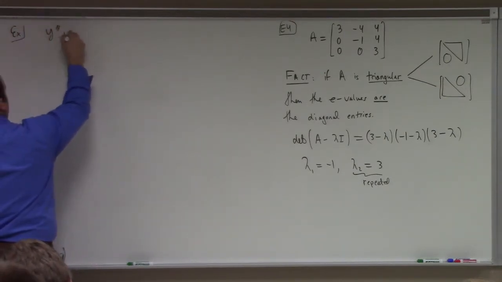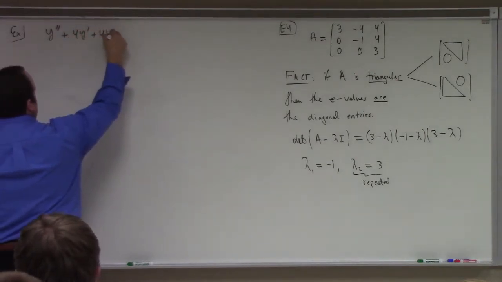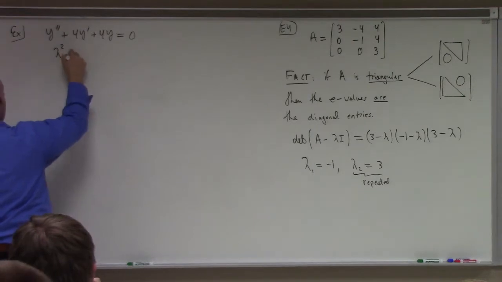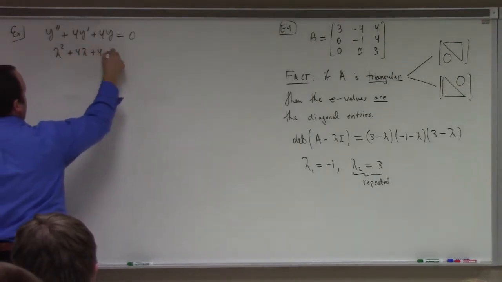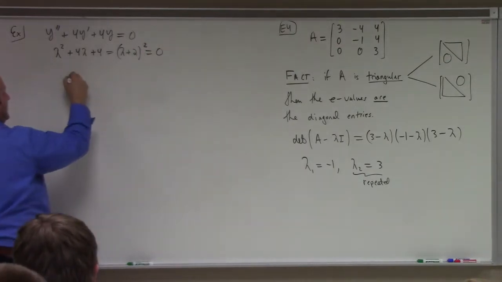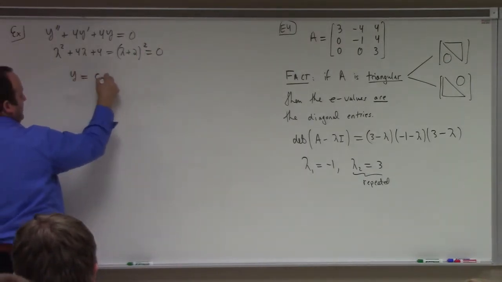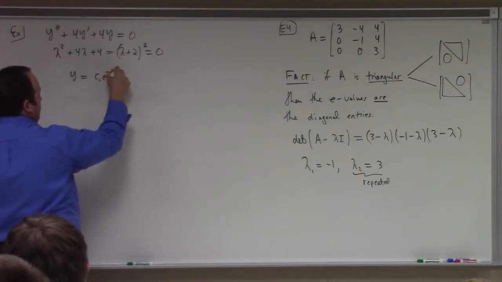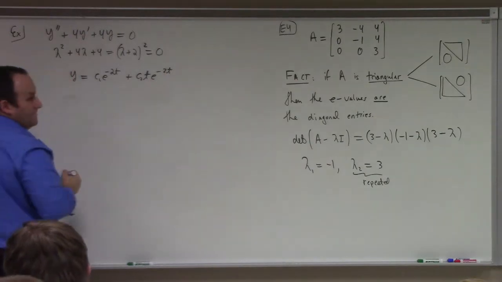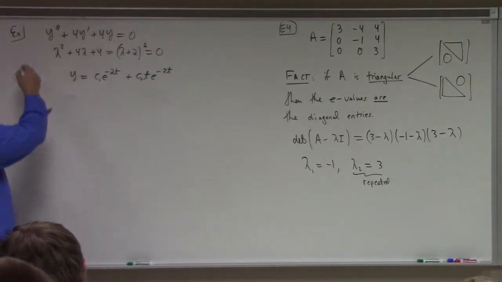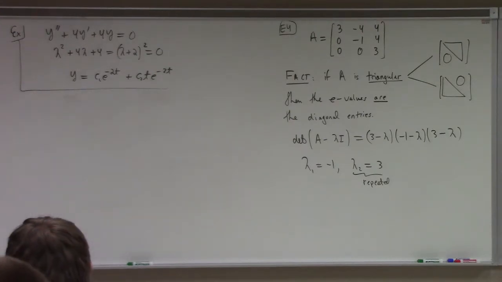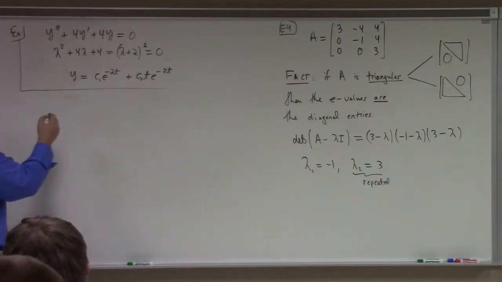y prime prime plus 4y prime plus 4y equals 0. This is coming from lambda squared plus 4 lambda plus 4, which is lambda plus 2 quantity squared equals 0, right? And I know my solution set is y equals c1 e to the minus 2t plus c2 t e to the minus 2t. So if I do reduction of order on this, it must be that the corresponding system needs t's in the solution. So what's that look like?